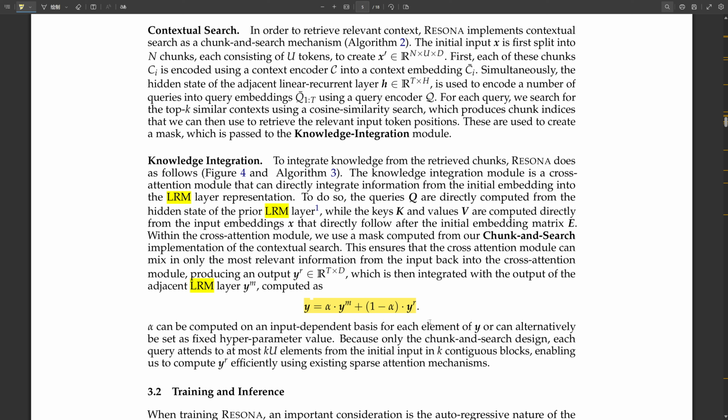The paper also talks about the relationship between Resona and these other hybrid architectures like Mumberformer and Himba. Where does Resona fit in with those kinds of models?